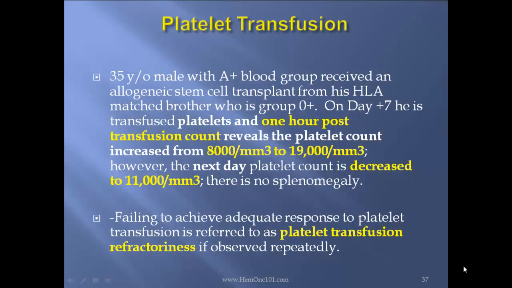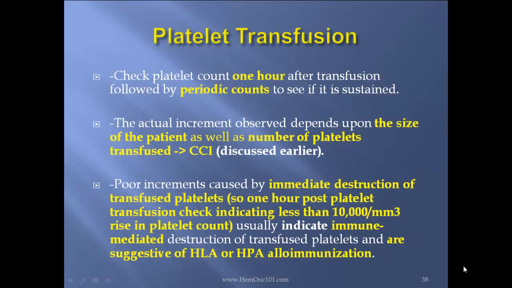Failing to achieve adequate response to platelet transfusion is referred to as platelet transfusion refractoriness, if observed repeatedly. So check platelet count 1 hour after transfusion, followed by periodic counts to see if it's sustained. The actual increment observed depends upon the size of the patient, as well as the number of platelets transfused, the CCI, which we discussed earlier. Poor increments are caused by immediate destruction of transfused platelets. So a 1 hour post-platelet transfusion check indicating less than 10,000 rise in platelet count usually indicates immune-mediated destruction of transfused platelets and is suggestive of either HLA or HPA immunization.